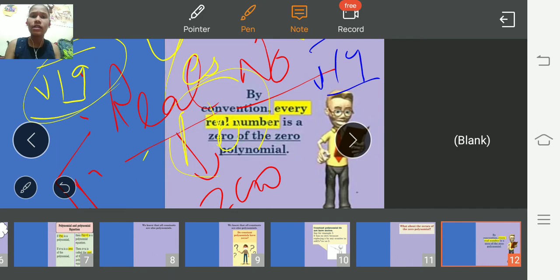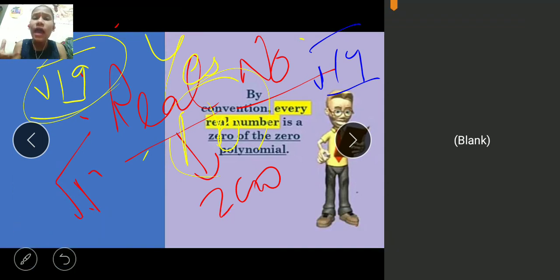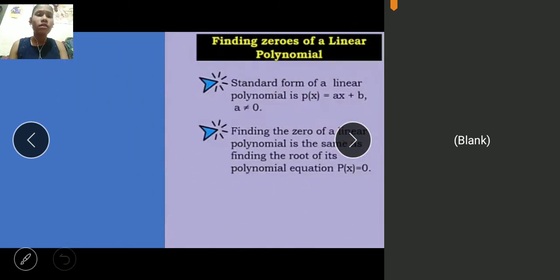This is a halwa question for you, because we have read the number system so many times. Don't forget, every real number is a combination of what numbers? You give me the answer, then I will explain this. Finding the zero of linear polynomials, we will do later.